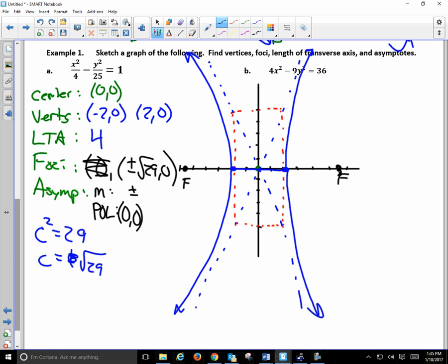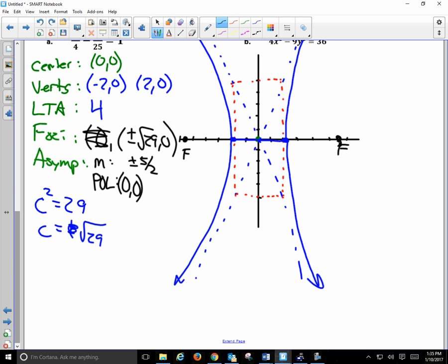5 over 2, so plus or minus 5 over 2. I'm going to put that into an equation for a line. Y minus y1 equals plus or minus 5 halves times x minus x1. What happens to the zeros? They just go away. Y equals plus or minus 5 halves x. That is my equation for the two asymptotes. What do you think? Not too bad, huh? Pretty similar to the ellipses. Just gotta draw your tan of rectangles.